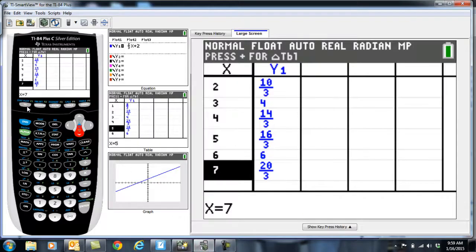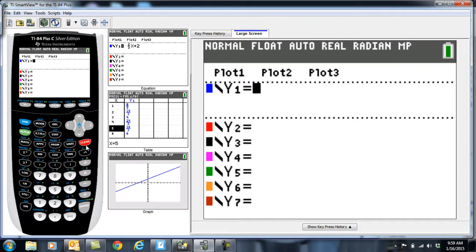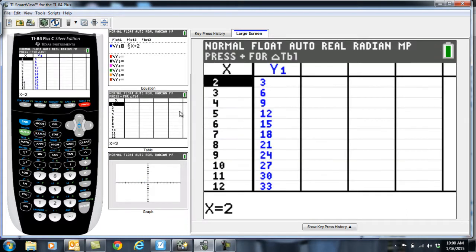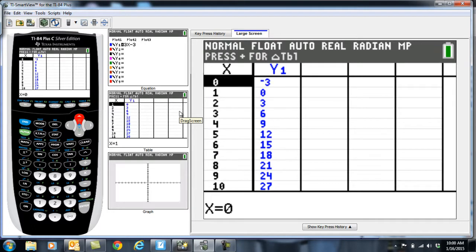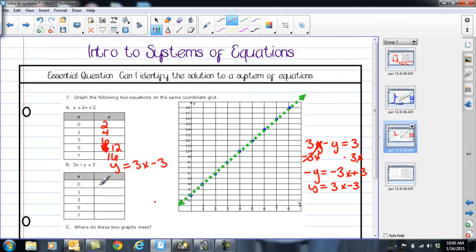I'm going to go over here to y equals. I'm going to clear out this one, and I'm going to type in my equation, which was 3x minus 3. And so I'll go to second graph, and I'll look at my table, and I'll fill it in. Obviously, 0 is negative 3 because that's the y-intercept.